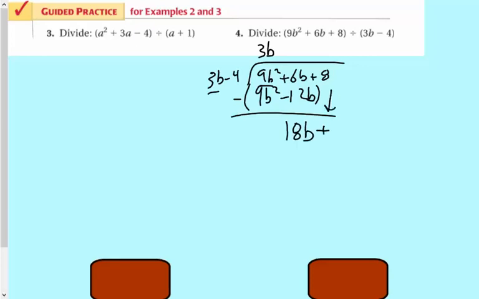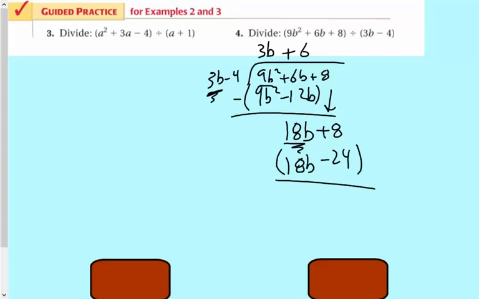Bring down the 8. Look at your front numbers. 3b, 18b. I need to put a plus 6 here because 6 times 3b is 18b. And then 6 times negative 4 is negative 24. Subtract. 18b minus 18b is 0. 8 take away negative 24 is positive 32. That is my remainder right there. So I'm going to put plus 32 over 3b minus 4. And that is your answer.